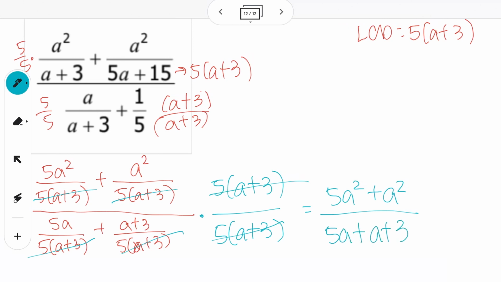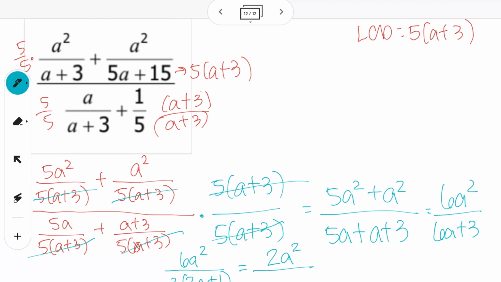It is crucial before you simplify that you combine anything together if there's addition and subtraction. So this is really 6a squared over 6a plus 3. And then go ahead and factor. That 6a plus 3, you can pull out a 3, and it will be 2a plus 1. 6 divided by 3 gives you a 2, so this is 2a squared over 2a plus 1. The rest cannot simplify, and so this is my final answer.